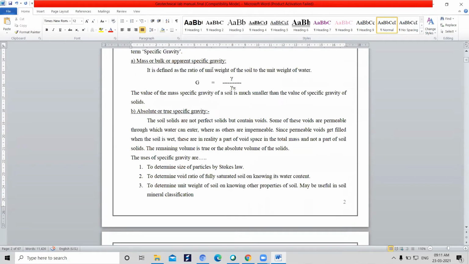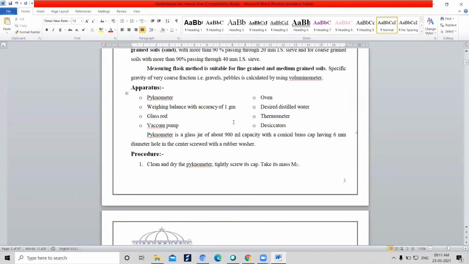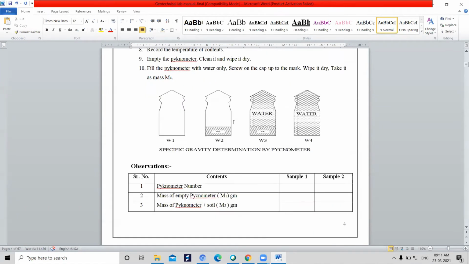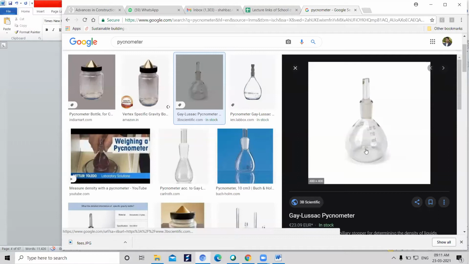Now, how does this experiment go on? We need to understand this. Whatever materials are required for this experimentation, this is your pycnometer, as I've shown you, and this is your density bottle. This density bottle is with the 50 ml. And then we are finding out the specific gravity of soil. Soil will be the sample.